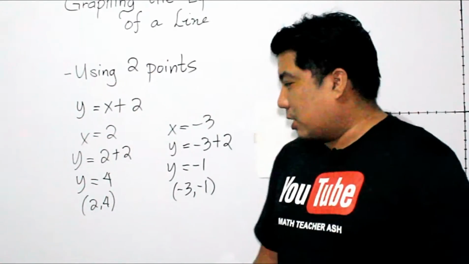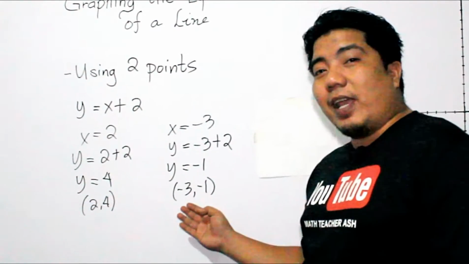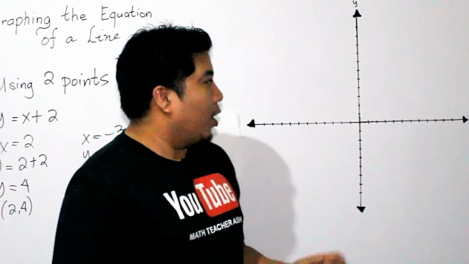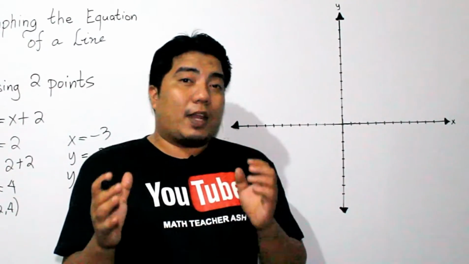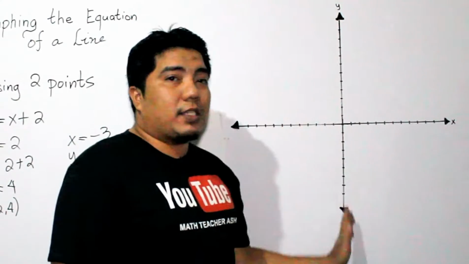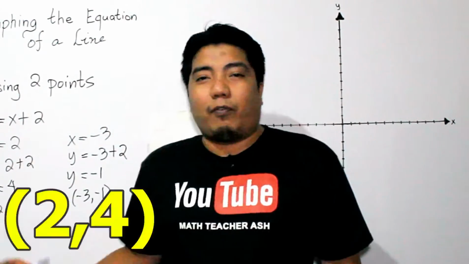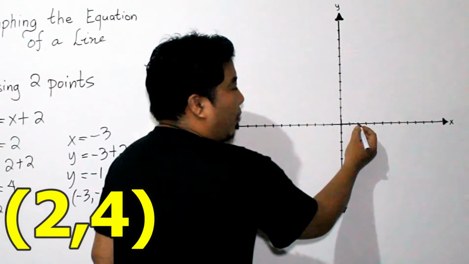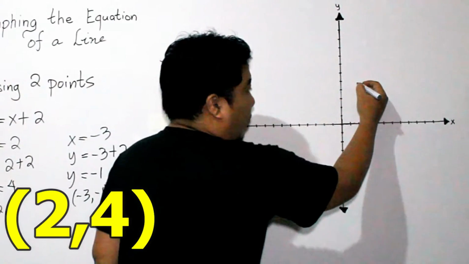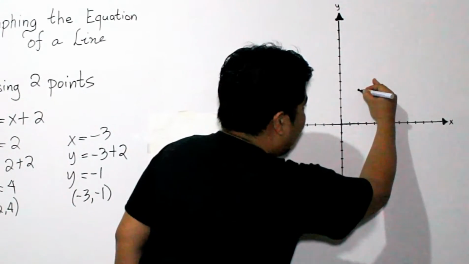So, how do we plot this? Okay, so we will plot first (2, 4), and then (-3, -1). Okay, so we have here our Cartesian plane. This is also known as the rectangular coordinate system. This is the y-axis and this is the x-axis. We have (2, 4). So, positive 2 for x and positive 4 for y. 1, 2, 3, 4. So, therefore, we will see our point here.